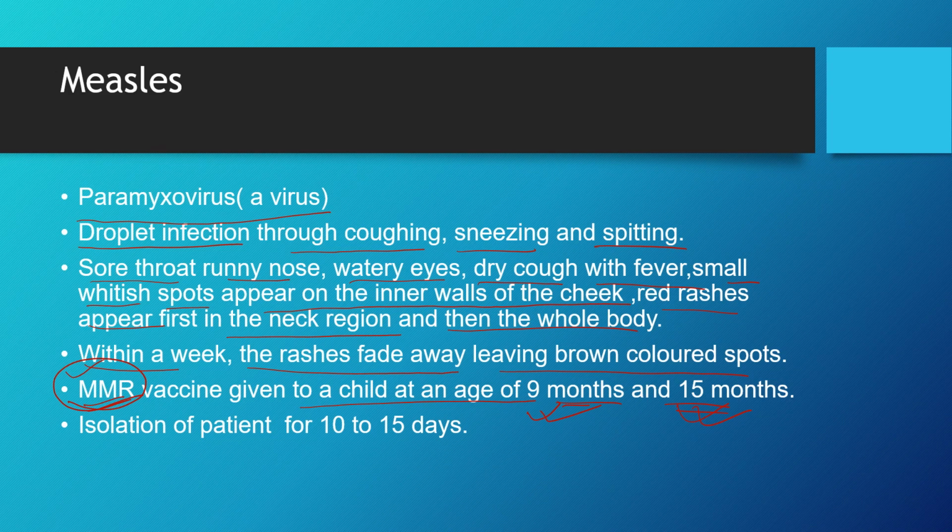This vaccination, this method of immunization, we will be studying in the next part. So please stay tuned with all the lessons which I am posting. You will get it clear. So at 9 months and 15 months they are given the MMR vaccine. And what is another thing we can do? We can keep the patient isolated for 10 to 15 days. This is the vital time when the virus spreads from the infected person to the healthy individual. So this is all about measles. Let us move on to the next one.